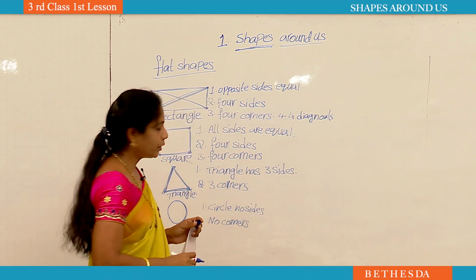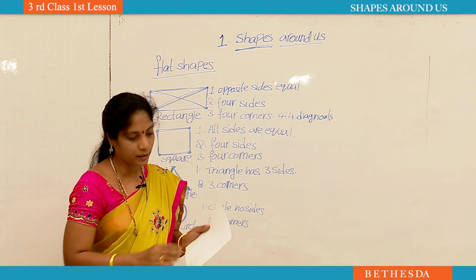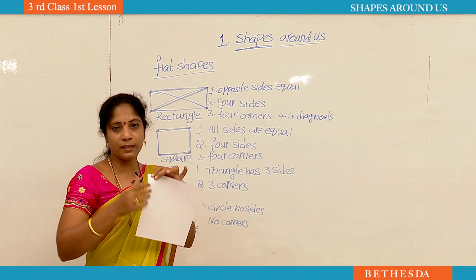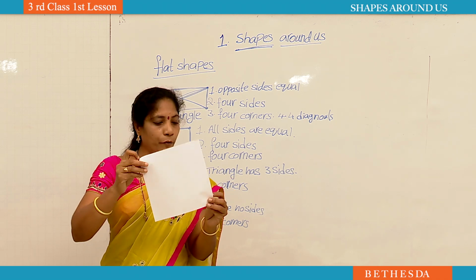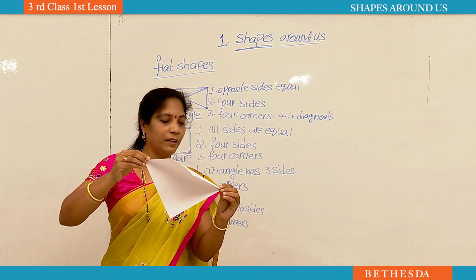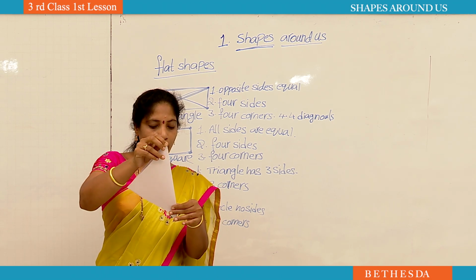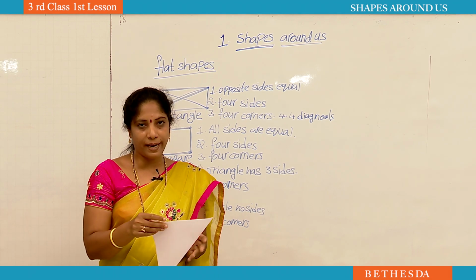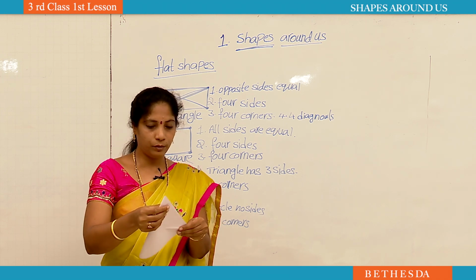Next, go to square. How many diagonals does a square have? We can find out. How many corners does a square have? A square has 4 corners. If you fold the opposite corners, we will get a line. That is called a diagonal. Now I am finding the diagonal of the square. See, 1 and 2.